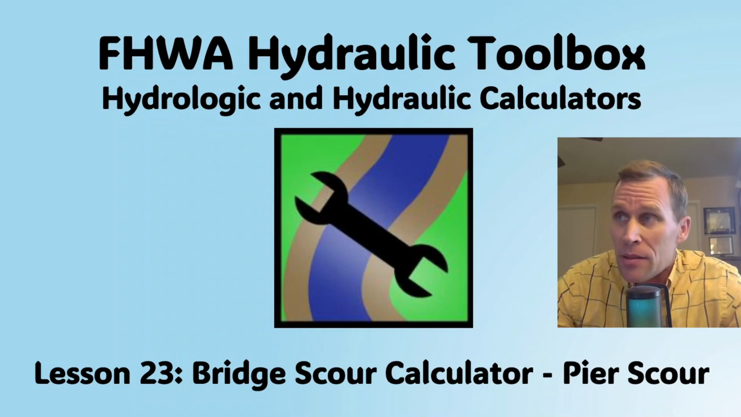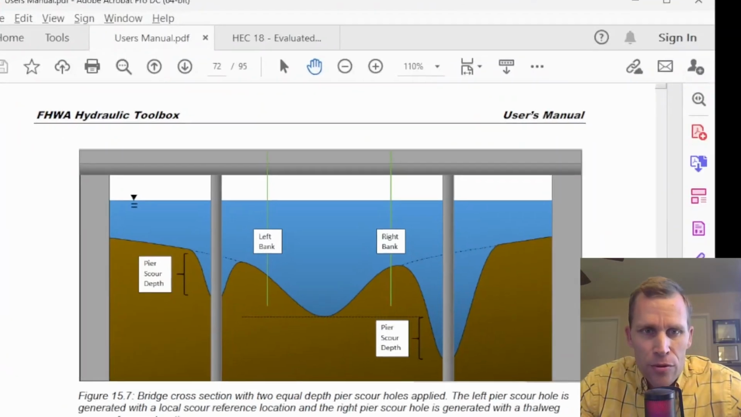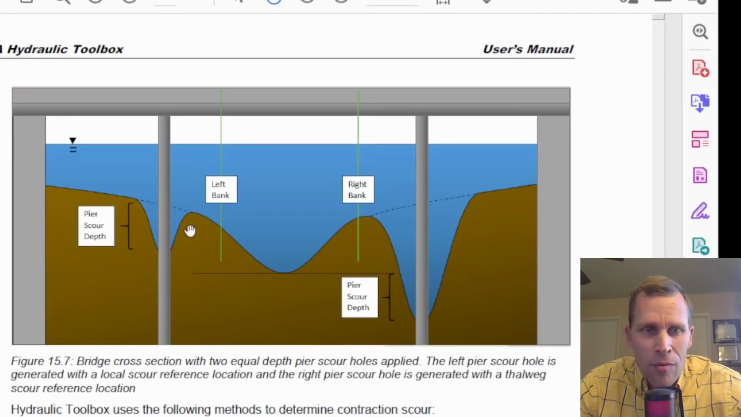In this lesson, I'm going to be talking about the bridge scour calculator, specifically Pier Scour. All right, so if I bring up an image from the user's manual on Pier Scour, what we have is a bridge deck, left and right abutments, and then a couple piers here.